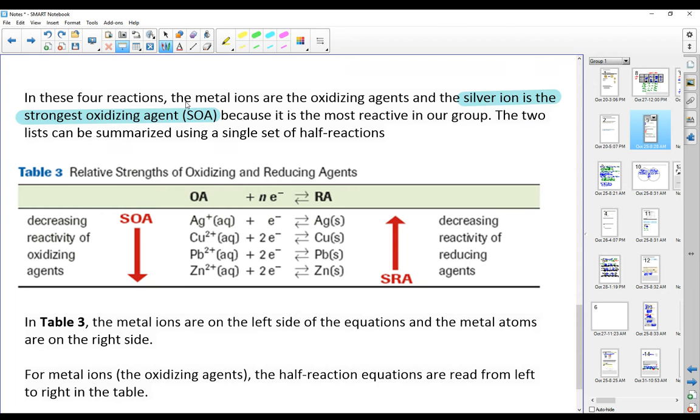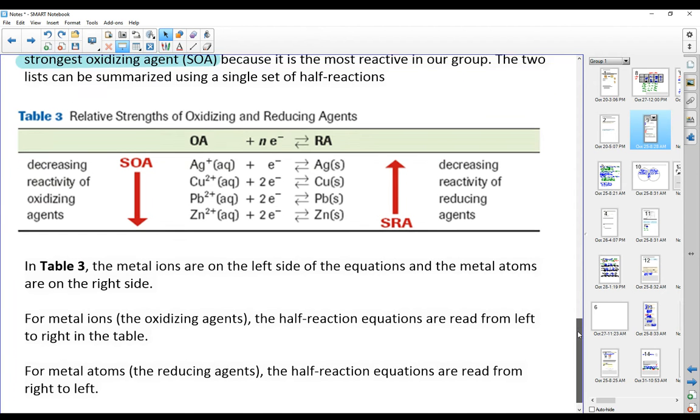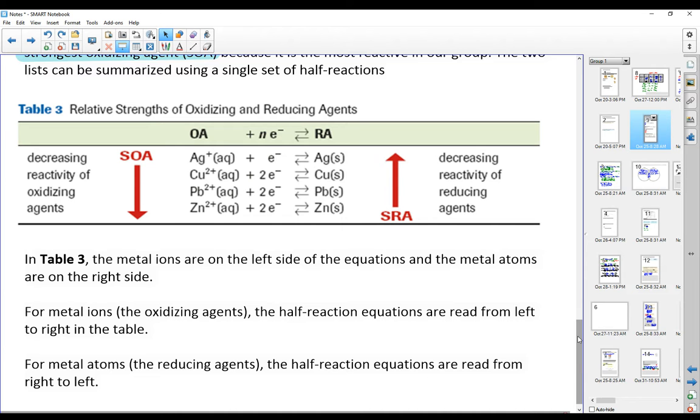The two lists can be summarized using a single set of half reactions. All right. So the decreasing reactivity of oxidizing agents is over here. On the side, we have the decreasing reactivity of reducing agents. So our strongest oxidizing agent is Ag+, and our strongest reducing agent is zinc solid. And what that means is that zinc solid wants to undergo oxidation to cause something to be reduced. Ag+ wants to be reduced in order to have something undergo oxidation.